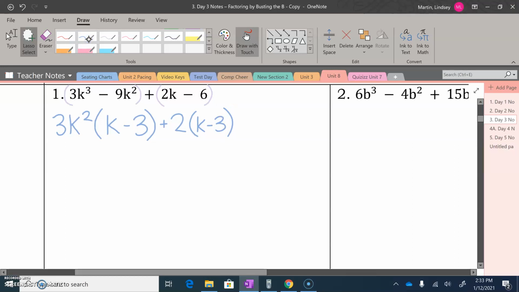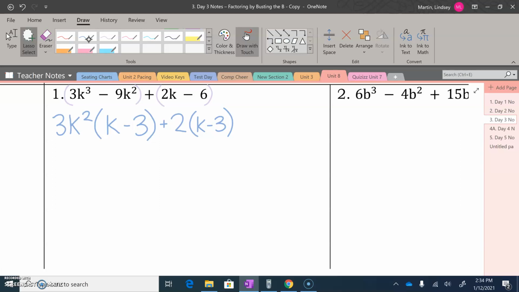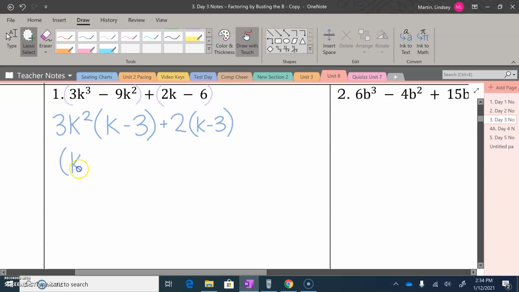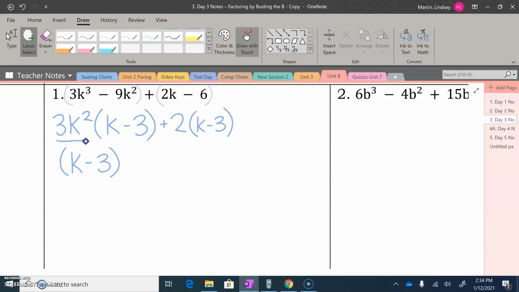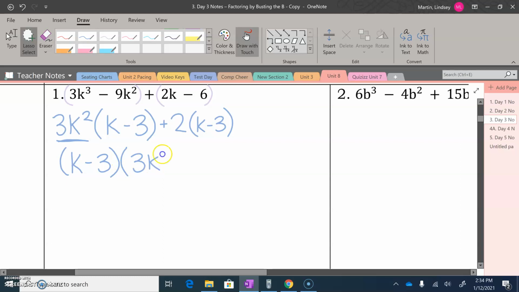Now we're going to take the GCF from the entire line. So both terms share k minus 3. Remember that my funny GCF is always going to be a binomial. So I factor out k minus 3, and I'm left with 3k squared plus 2. And that's my final answer.